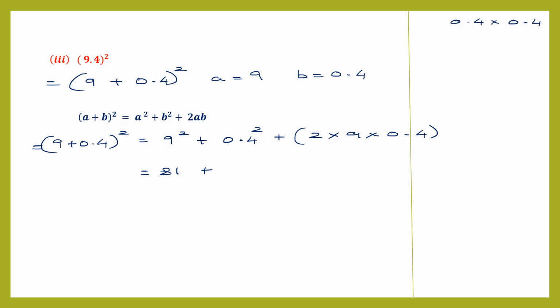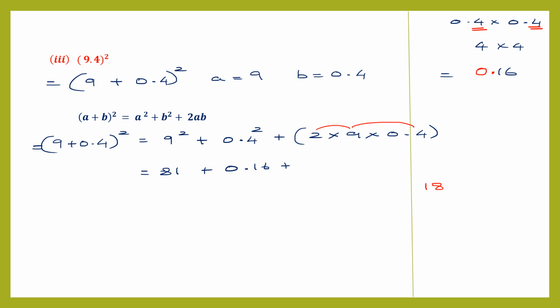When we multiply decimals, we ignore the point and multiply. So it becomes 4 into 4. 4 fours are 16. And then look at the decimal places. Here we have 1. Here also we have 1. 1 plus 1, 2. So our answer also should have 2 decimal places. That means the point comes here. So it becomes 0.16. So this is 0.16 plus. Now here we are going to multiply. 2 into 9 is 18. 18 into 0.4.